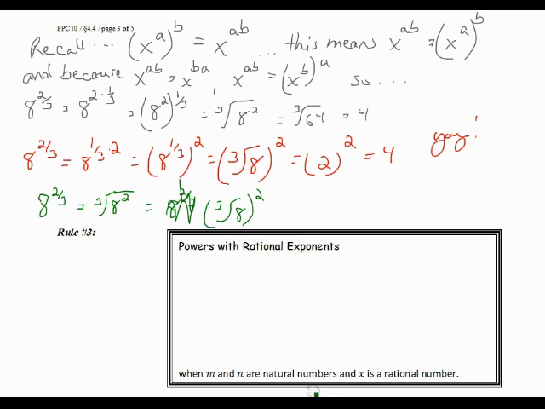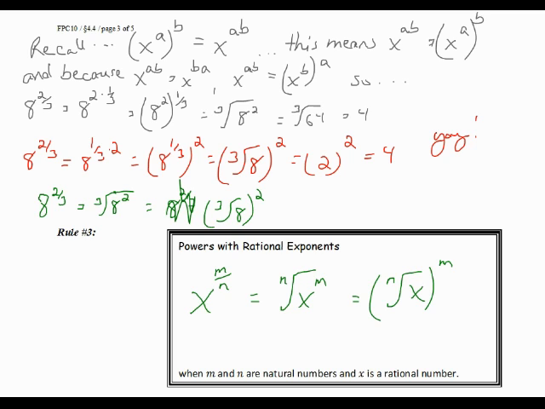So the rule here, there are actually 2 rules, but I'm just going to give you one. And that goes like this. x to the m over n, I'm going to combine it into one rule, equals the nth root of x to the m. And it also equals the nth root of x in brackets to the m.